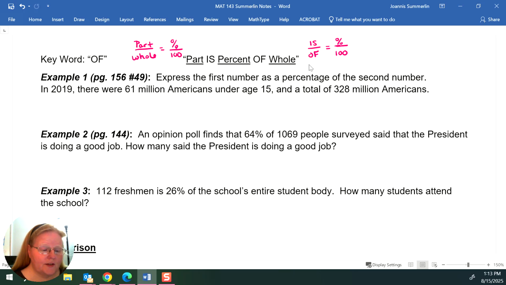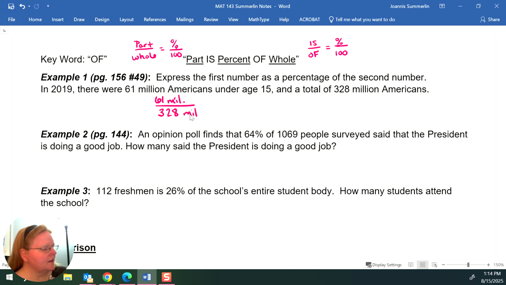So, for example, number 1, it says express the first number as a percentage of the second number. When we're doing this, the first number is 61 million. They want it as a percentage of the second number, so that must be the one on top, of the second number, which is the 328 million.